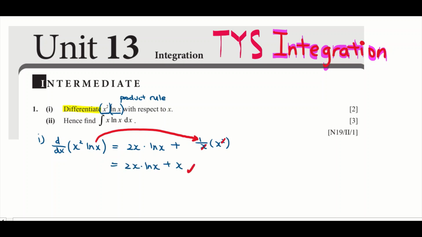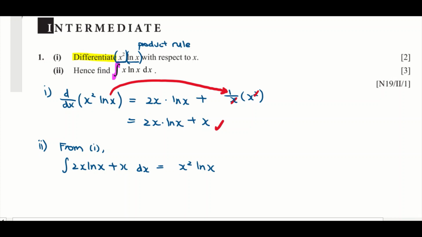So if we take a look at part 2, they ask you to integrate x ln x dx. Okay, before you do it, let's look at part 1 and let's write out the integration step first. From part 1, I write my first step. I integrate my 2x ln x plus x. I will get back my original x squared ln x. Of course, don't forget the plus c.